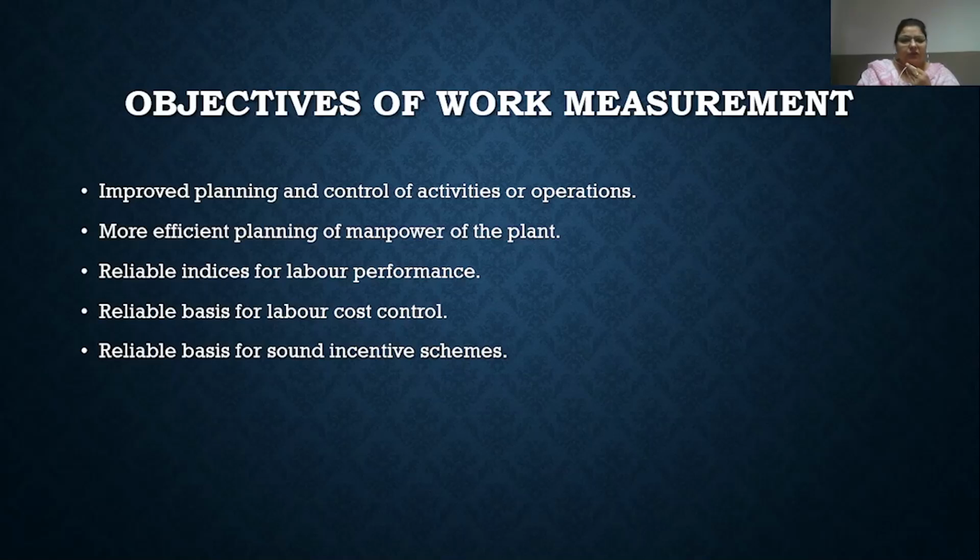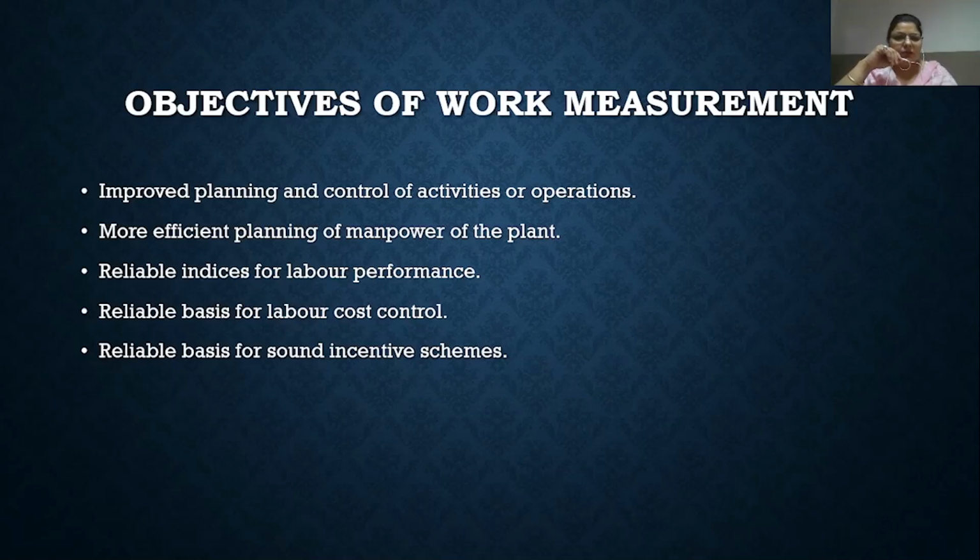So these are the objectives. Number one is improve planning and control of activities or operations. First of all, we have to improve our planning for the work measurement, and plan what the activities and operations are. Next one is more efficient planning of manpower of the plant. Here we are going for efficient planning of manpower.